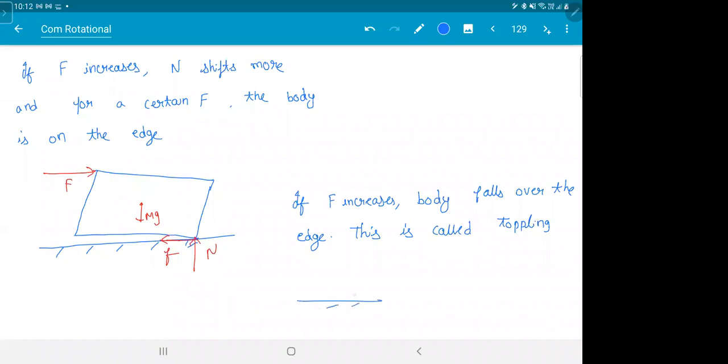So at that scenario, it becomes totally like this. It starts going around, meaning the body started rolling. So this is what we call toppling.